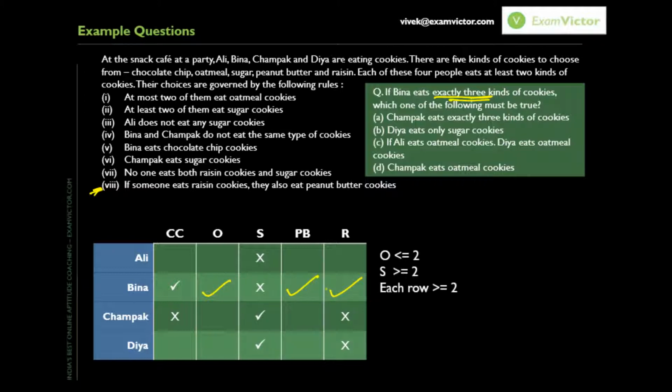So this also fails. It would have also failed because Champak has to eat at least 2 cookies, and this would have crossed out those also for him. He would get only sugar. So this also doesn't work. Now let's try something else.